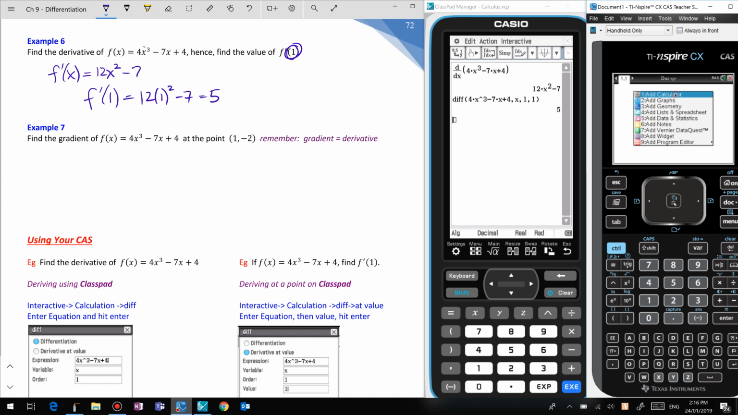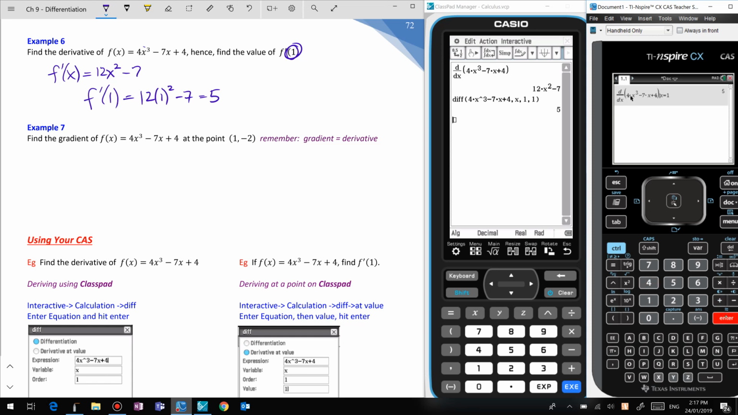How do we do it on this calculator? We go to add calculator, menu, calculus, derivative at a point, the value is 1, click OK, and then we just put it in here. What's our function? 4x cubed minus 7x and then plus 4, given x equals 1, so we get 5.